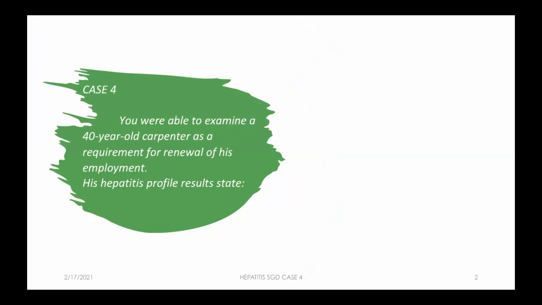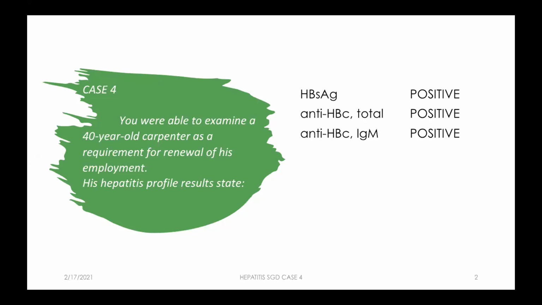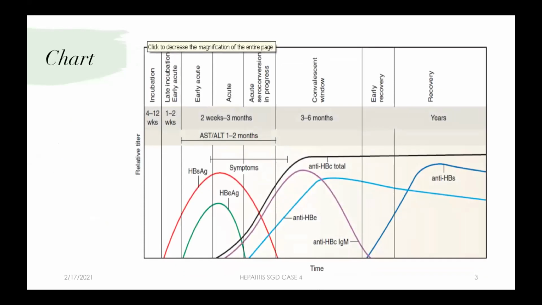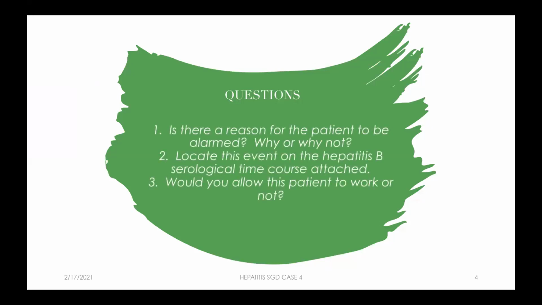So for case 4, you were able to examine a 40-year-old carpenter as a requirement for renewal of his employment. His hepatitis profile results state HBs antigen positive, anti-HBc total positive, anti-HBc IgM positive, HBe antigen positive, anti-HBe negative, anti-HBs negative, and an HBV DNA value of 200,000. The chart will be discussed later. We will be answering these questions, with the first question answered by Doc Donna.